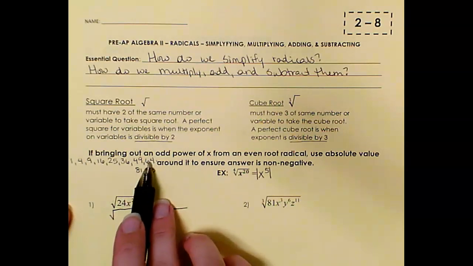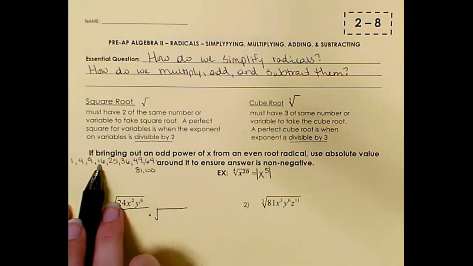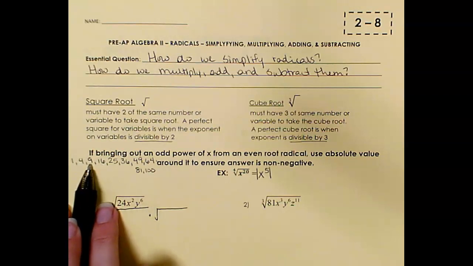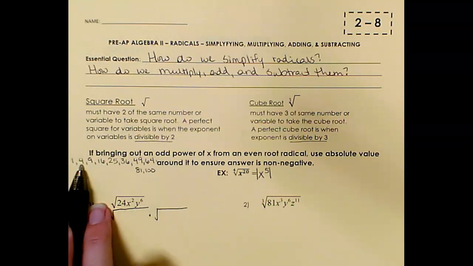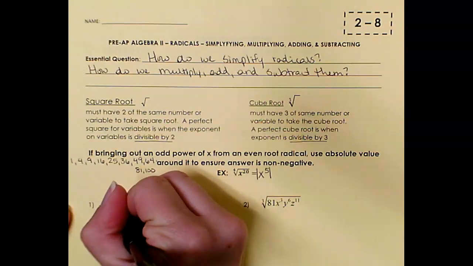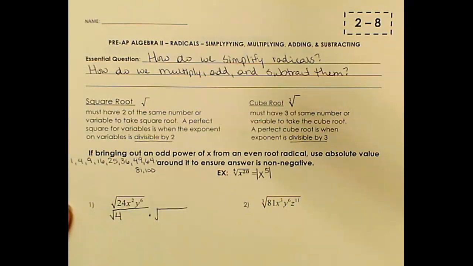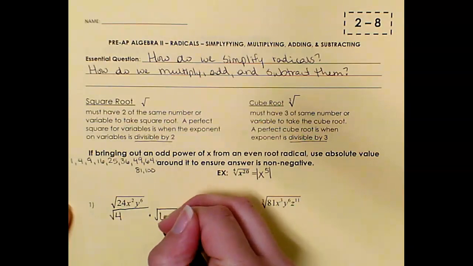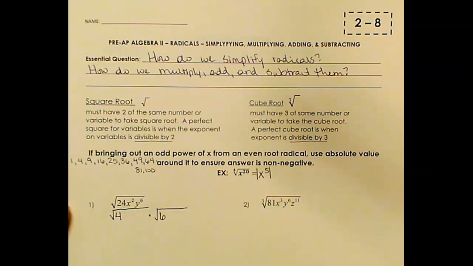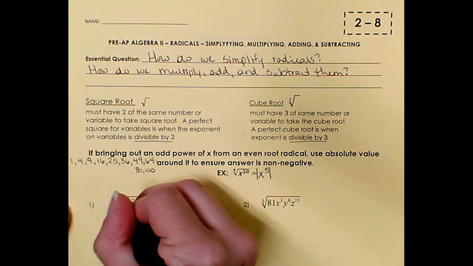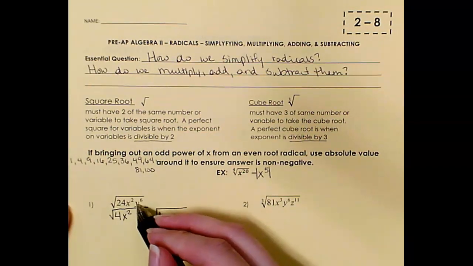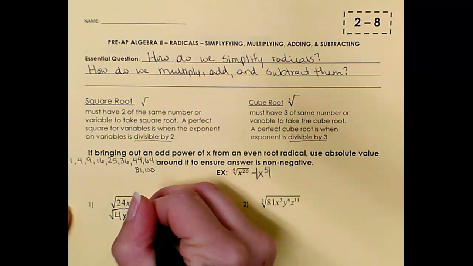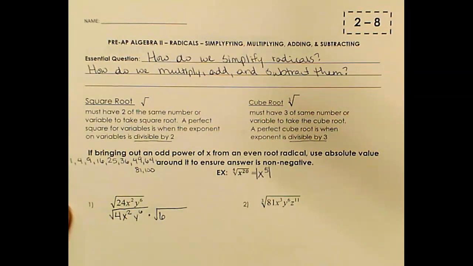So I need to figure out if 24 is divisible by any of these numbers, and all these are too big. It's not divisible by 16. 24 is not divisible by 9, but it is divisible by 4. So 4 will go in my perfect square radical. And 4 times what is 24? 4 times 6. So that goes in the leftover radical. X squared is a perfect square because 2 is divisible by 2. And y to the power of 6 is also a perfect square because 6 is divisible by 2.